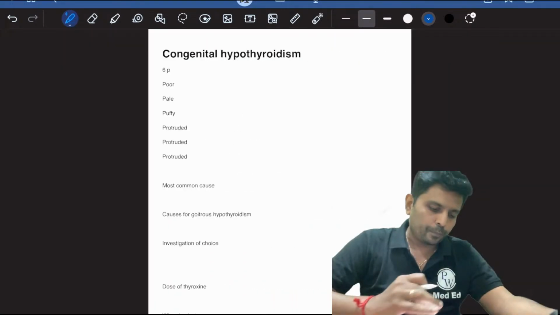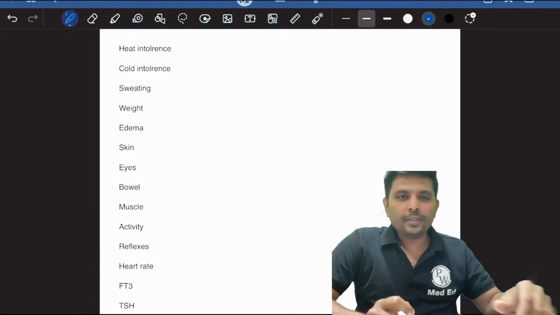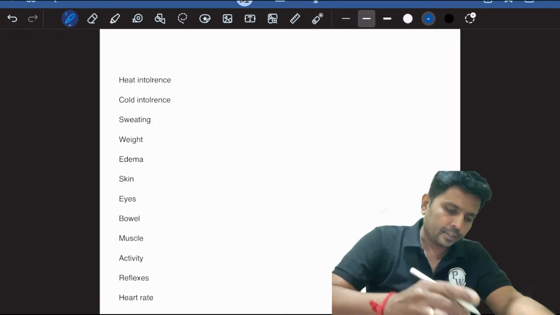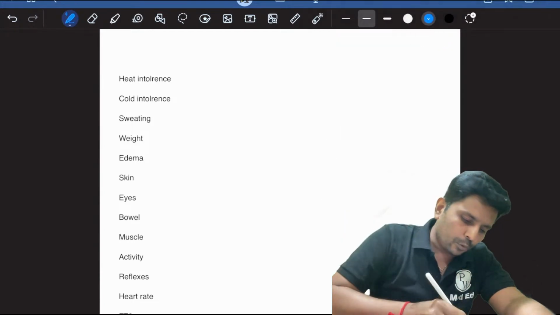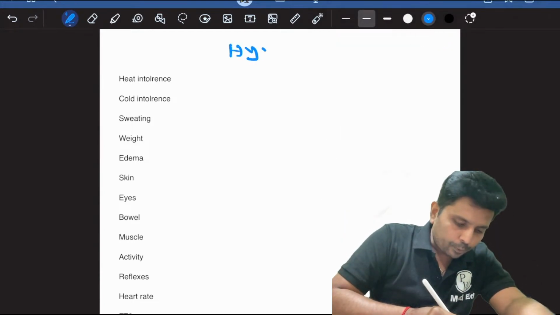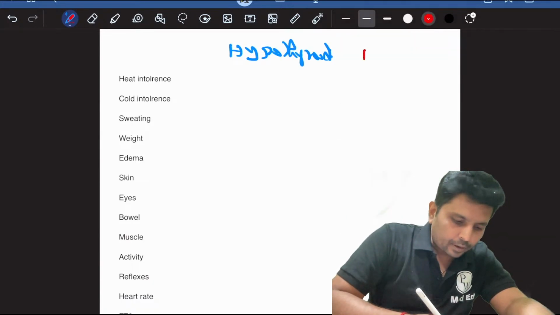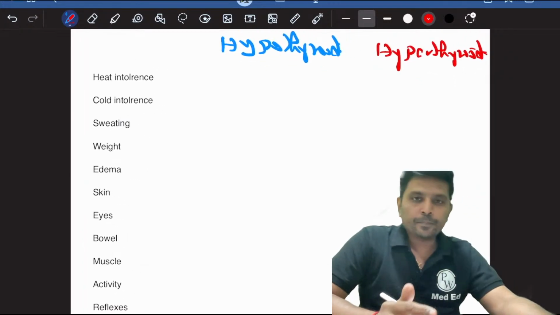Now let us come to the manifestations of hypo and hyperthyroidism. So in blue let me write hypothyroidism, and in red I am going to write hyperthyroidism. So let me finish hypo first.